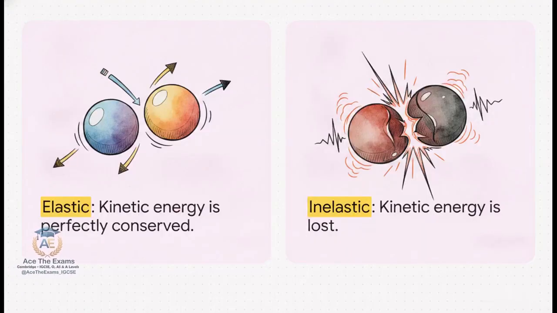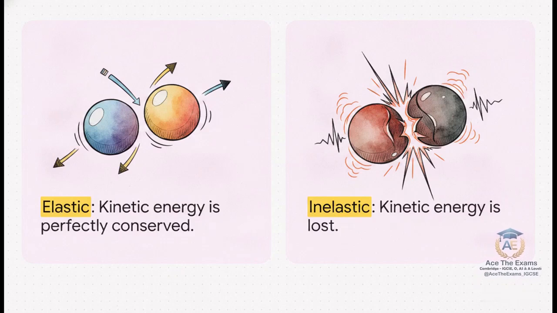Now let's talk about a core mathematical difference that examiners absolutely obsess over. In elastic collisions, kinetic energy is perfectly conserved. The objects bounce off each other with absolutely zero loss of energy. Now, realistically, we mostly only see this at the atomic level, like with ideal gas particles. But in inelastic collisions, kinetic energy is not conserved. It's lost to the surroundings.